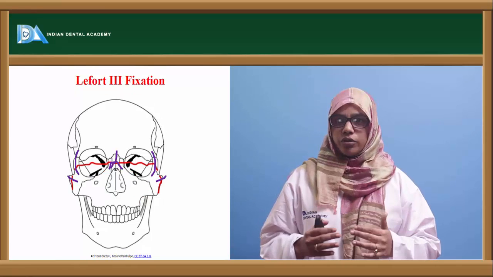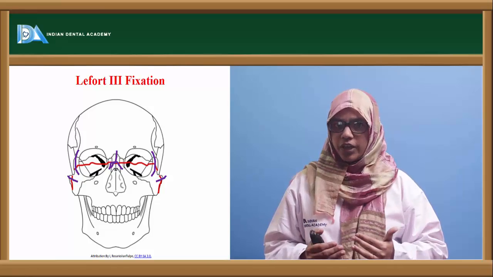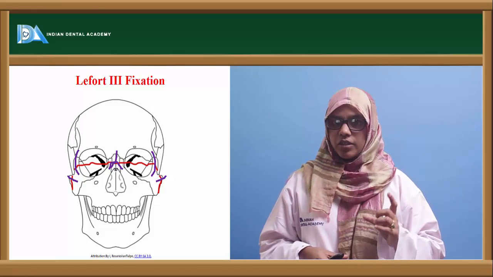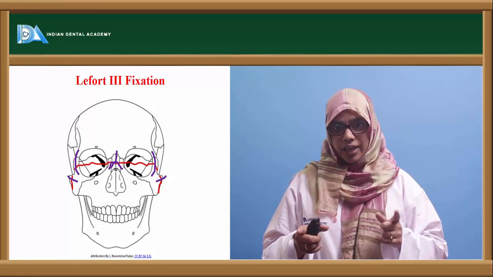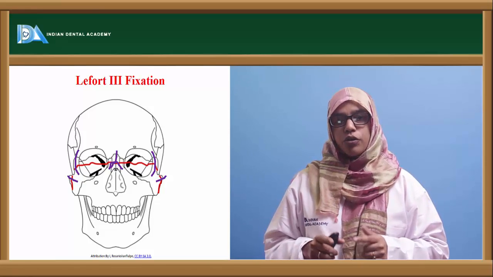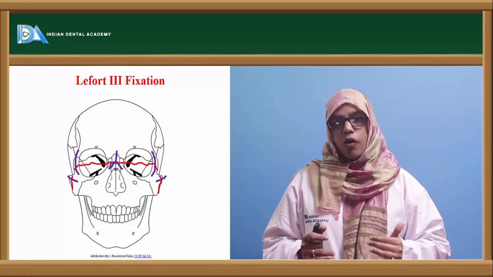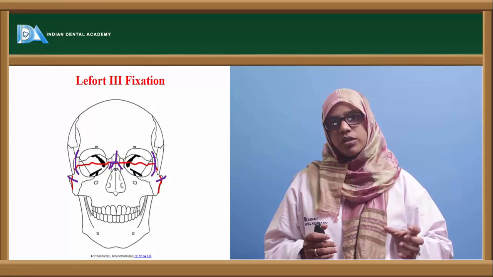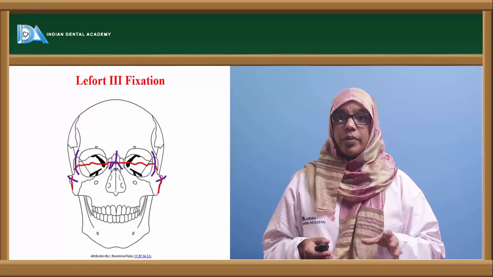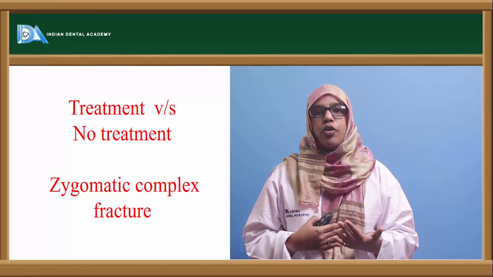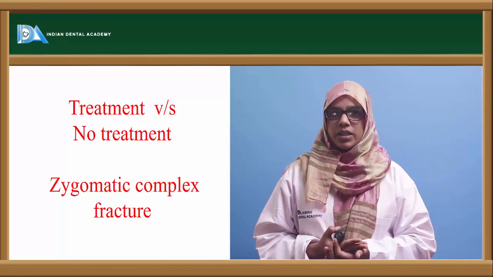Now, in case of a Le Fort 3 fracture, you could put an inverted Y-shaped plate in the frontonasal area and a longitudinal plate, that is a 4-hole transverse plate, in the lateral orbital rim. You could also put an L-shaped plate in the buttress area if required, or you could directly put a transverse 4-hole plate in the zygomatic arch, depending upon the type of fracture. Now, let's move on to the treatment of zygomatic complex fracture.